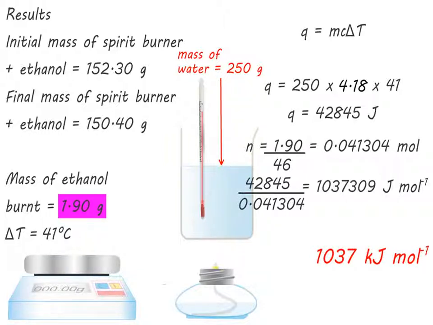The temperature of the surroundings, in this case the water, increased, and so the system lost energy, and consequently the value for the enthalpy change of combustion is minus 1037 kilojoules per mole.